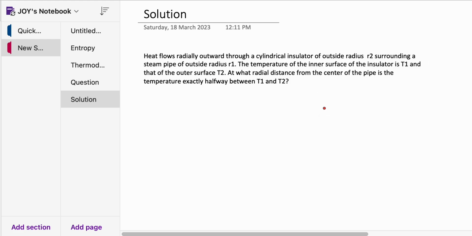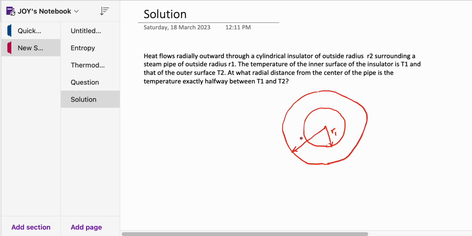So there is a cylindrical pipe whose radius is small r1, and there is another cylinder whose radius is r2.